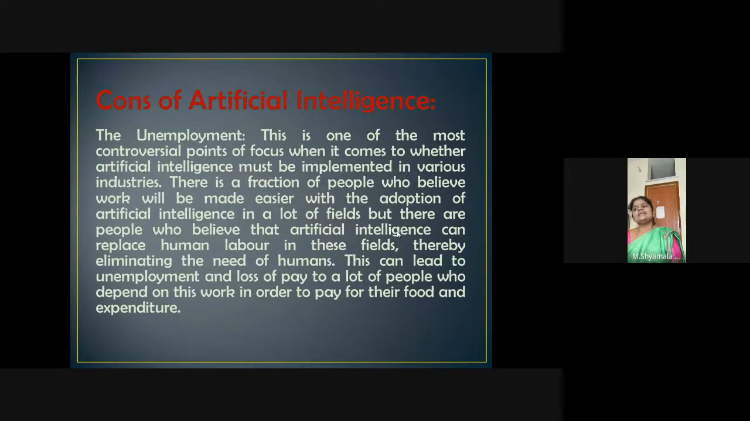The first one is that it leads to unemployment. If people believe in artificial intelligence fully, they will replace human labor in these fields. So by eliminating the need for humans, it leads to unemployment.